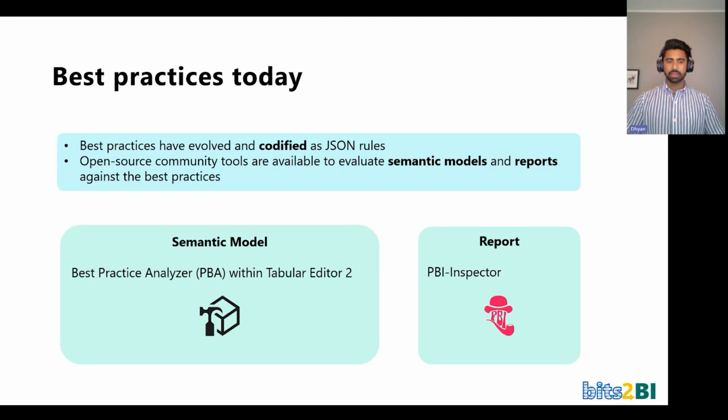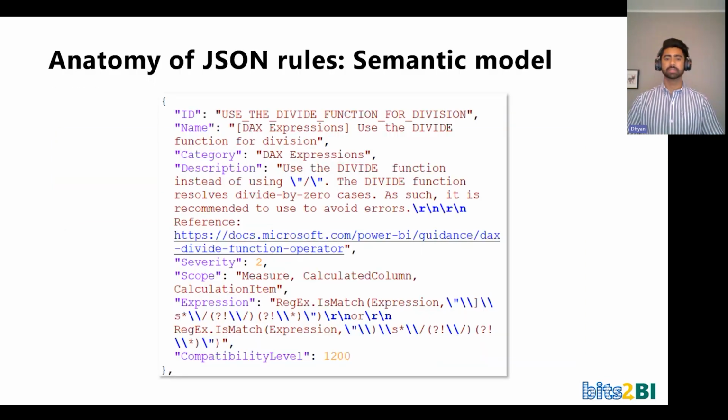Right. Next, let's look at what I call the anatomy of a JSON rule. Here we just saw that best practices have been coded as JSON rules. Let's look at what they look like, because we're going to discuss them when we talk about how you enforce them with Azure DevOps. Here's a sample of a best practice JSON rule file from a semantic model. We were talking about the divide function earlier, so I'm just showing you the code snippet for the divide function.